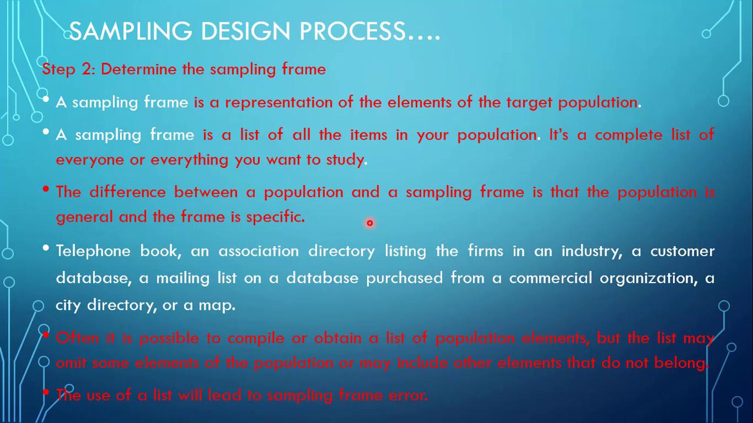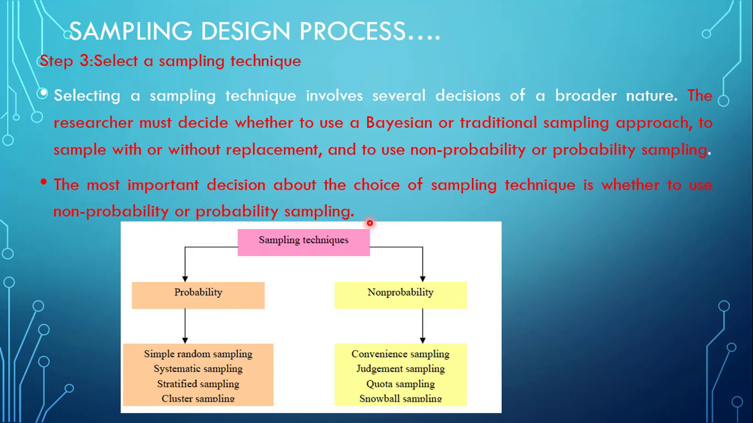The first step is defining the population, and the second step is determining the sampling frame. The third step is identifying and selecting the sampling techniques. So we have different sampling techniques. We have Bayesian sampling technique, or we have traditional sampling approach. You might even have sample with or without replacement, and you have non-probability sampling and probability sampling.